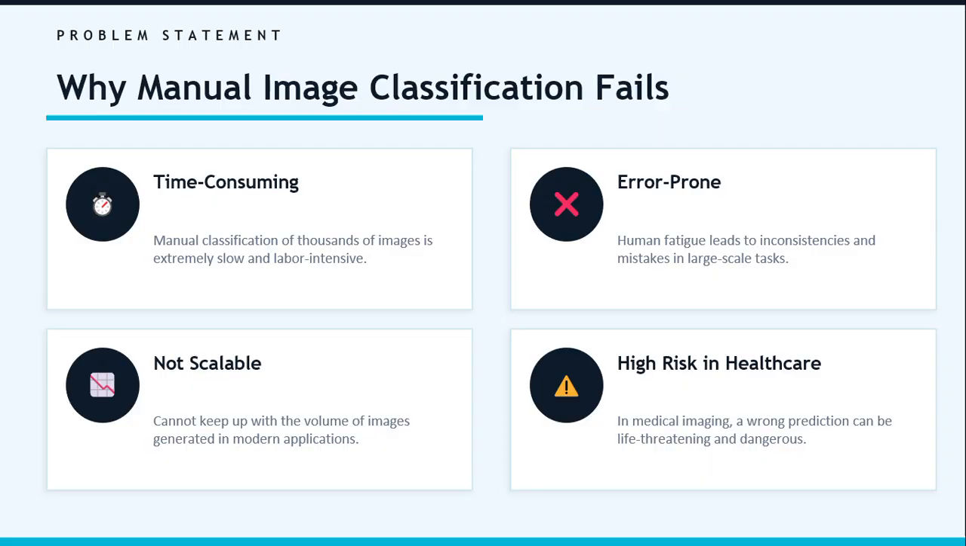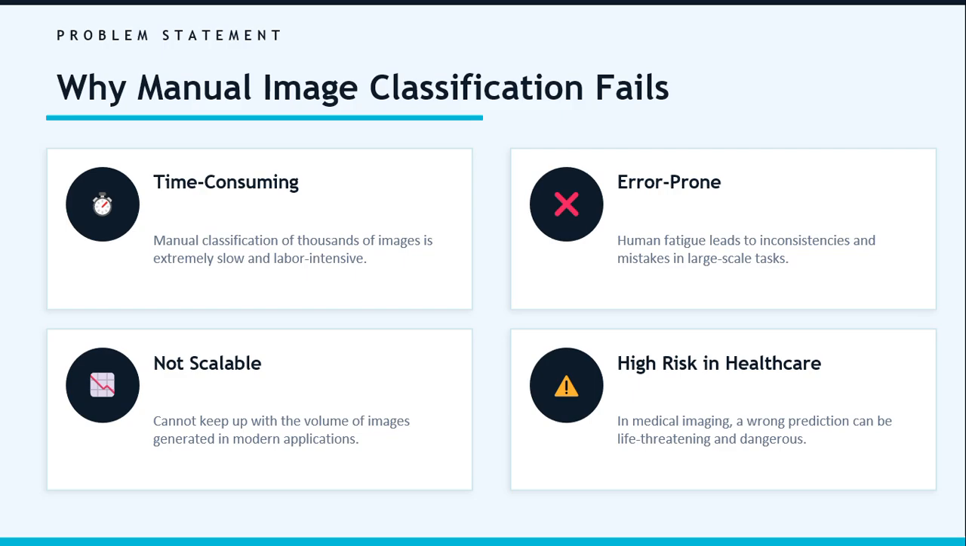So let's see why manual image classification always faces problems. It is about three things: it is time consuming, error prone and not scalable. For example, in the medical field, we know a wrong prediction can be very dangerous. So we need an automated system that is very fast, accurate and very reliable. We use this as our problem statement, and we can find a solution and make better decisions.